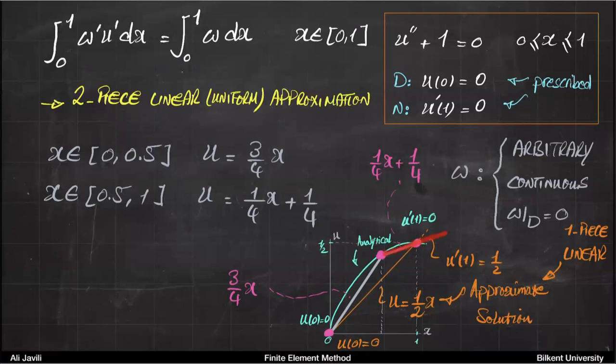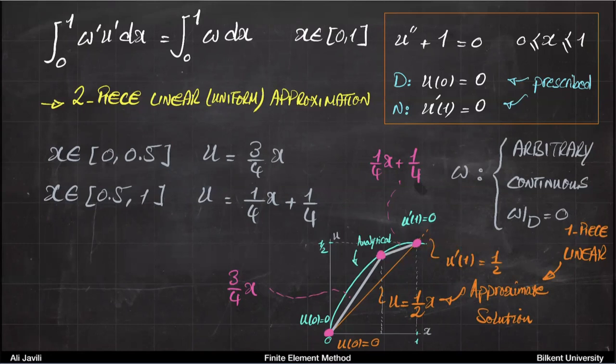And then at the Neumann part, the boundary condition is not satisfied exactly because the derivative is not 0, but you see the derivative is closer to 0. This is your analytical solution, and you want to have a derivative 0. A linear approximation gives you a line with a slope of 1/2. Now you have a line with a slope of 1/4. So it's a closer approximation at the Neumann condition too.